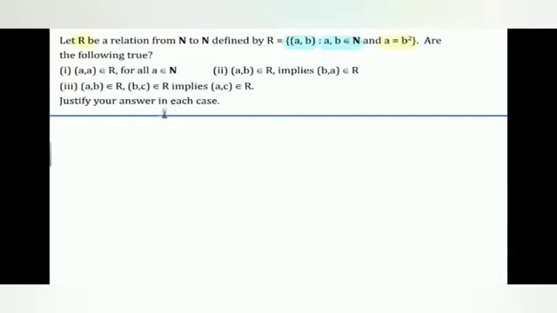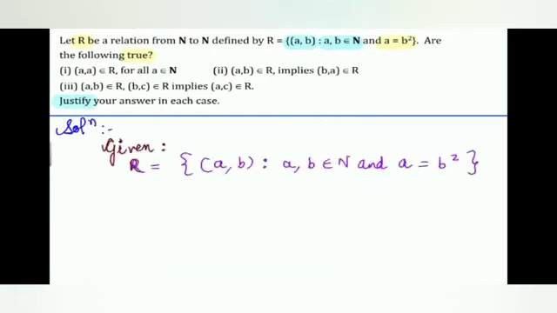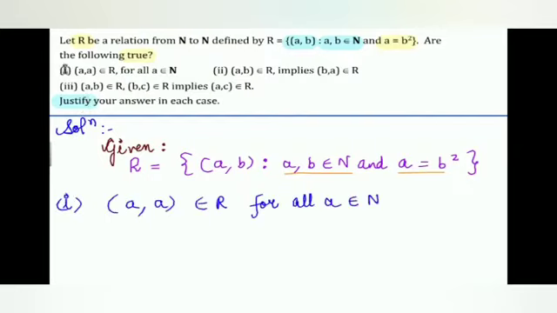Okay. Let R be a relation from N to N defined by R = {(a, b) : a, b belongs to N, and a = b²}. Are the following true? First, (a, a) belongs to R for all a belongs to N. Given that relation R is equal to (a, b), where a and b both belong to natural numbers, and a is equal to b², you have to check whether the following is true and justify your answer.